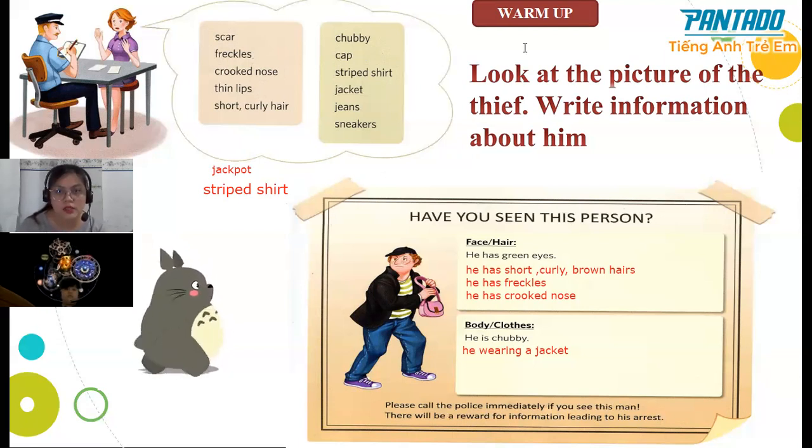What do we call this one? It's a coat. This one is a jacket. This one, you write striped shirt. Can you see that green and white pattern on his shirt?